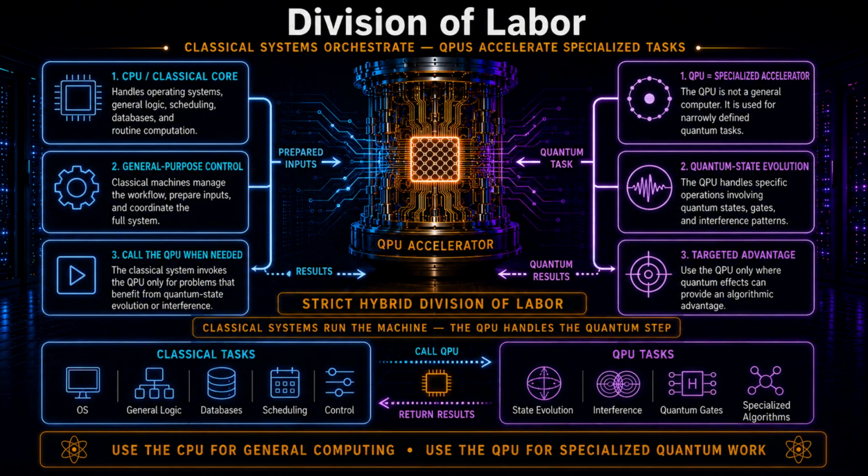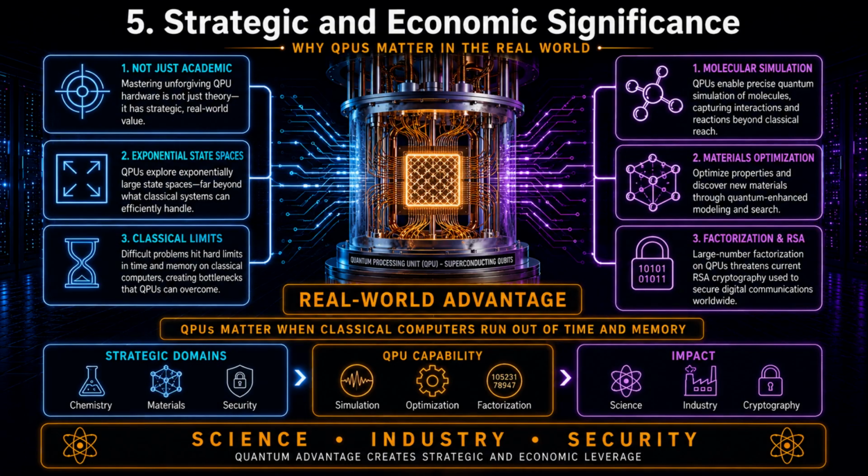CPUs will continue to handle the operating systems and general logic. Think of the QPU more like a highly specialized GPU. You only call upon it when a problem requires specific quantum state developments or complex interference steps. It's a targeted accelerator living inside a massive classical machine. Section 5. Strategic and economic significance.